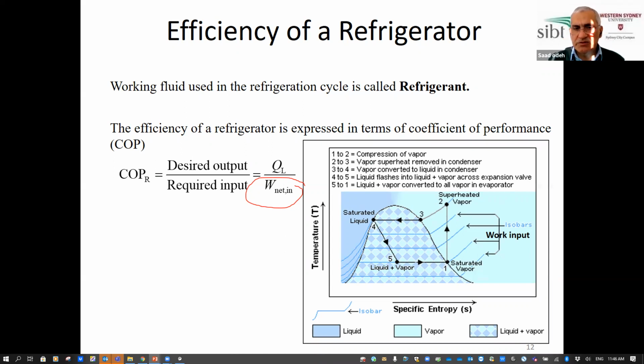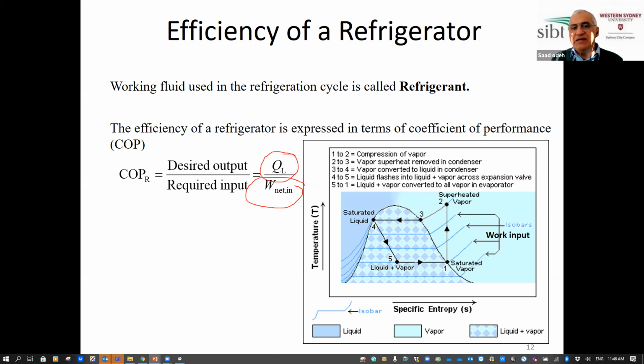But the desired output of the system is the amount of heat we want to move from inside the refrigerator to the room or to the surrounding air. So our target here is QL. We are moving heat, right? We are not producing work. We are moving heat from inside the fridge to the surrounding air. So this is our output.